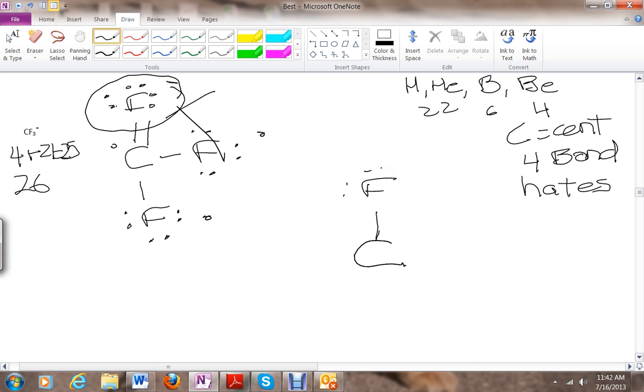your fluorines, and unfortunately, you're going to have to place your negative charge on carbon. So you're going to have 2, unfortunately, lone pair. Even if it hates it, even if it hates the formal charge of minus 1. So you're going to have 0, 0, 0.